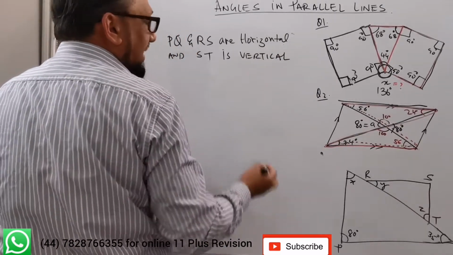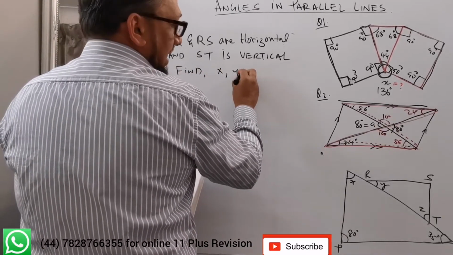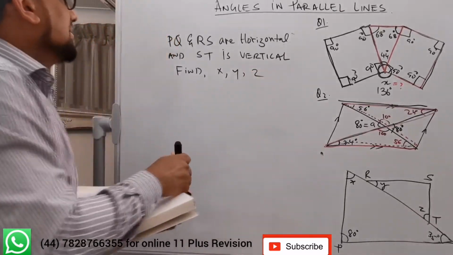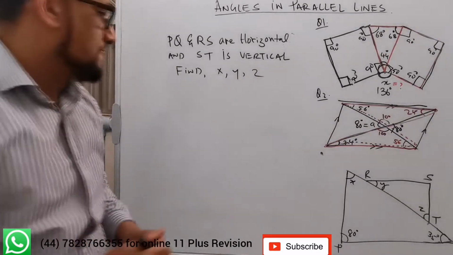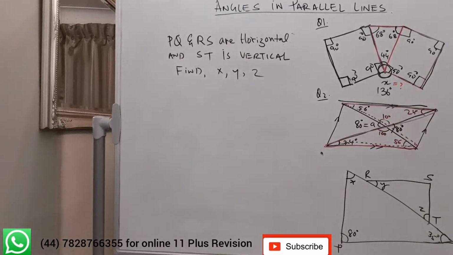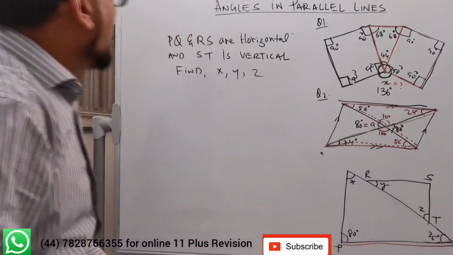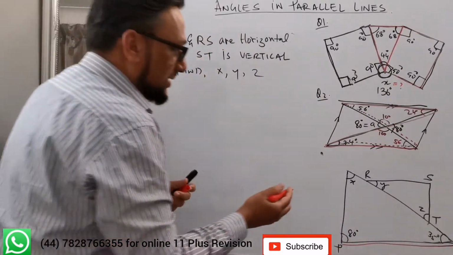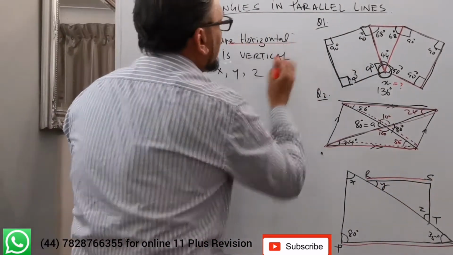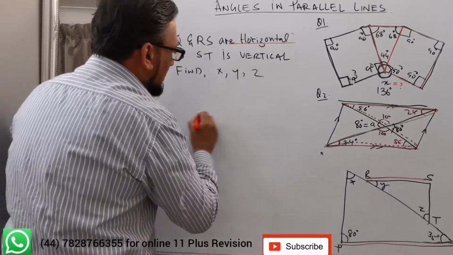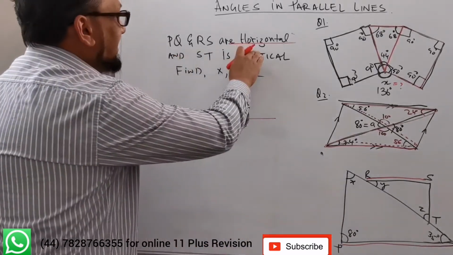So we need to find angle X, Y, and Z. Okay? But they give you some information. So they say PQ, look at this one. This PQ and RS. This is RS. Both are horizontal lines. So it means they have a horizontal line like this. Okay? Straight horizontal line. ST is a vertical line.